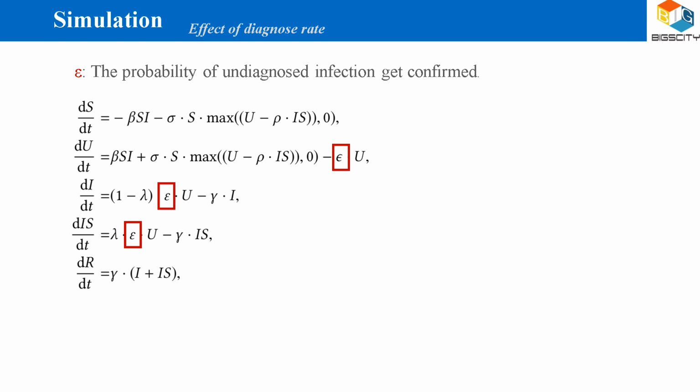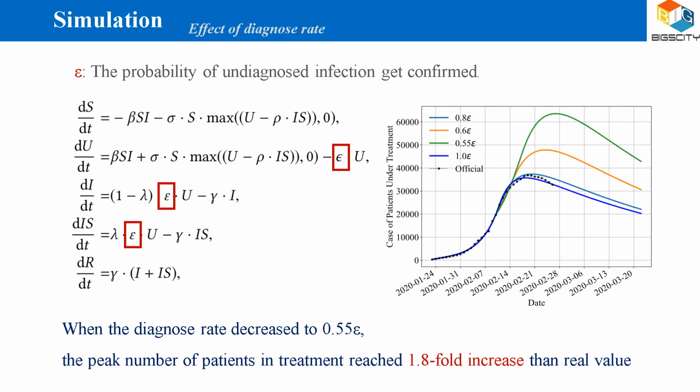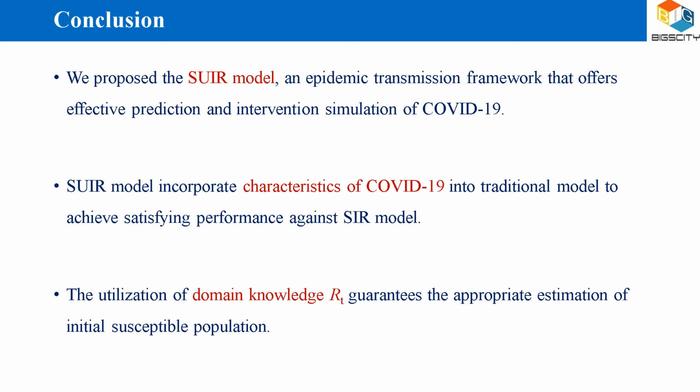Another simulation is based on the diagnosed rate epsilon, which reflects the ability of confirming undiagnosed infections. As the figure shows, when the diagnosed rate drops to 0.55 epsilon, the peak number of patients in treatment reaches a 1.8-fold increase over the real value.